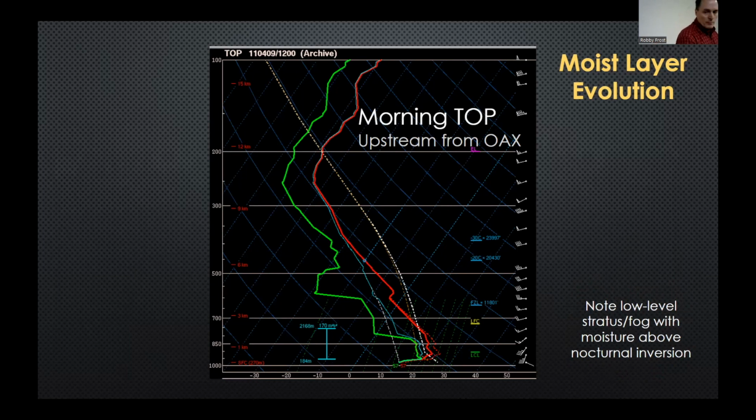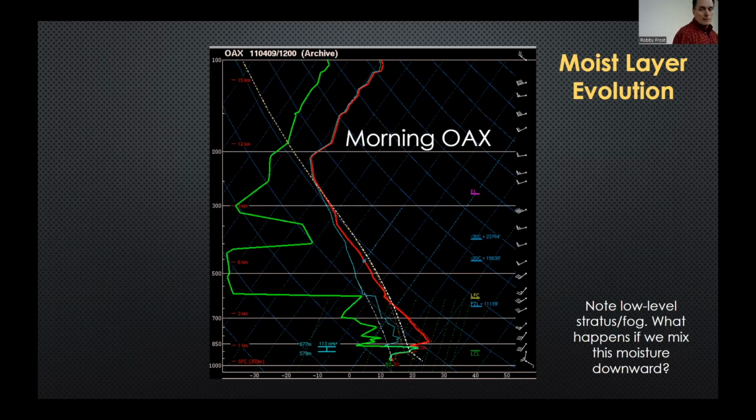Strong inversion. Moisture increases with height, but it's pretty warm up above that. Here's Omaha. Are we farther from the cool air source or deeper into it? This is the frontal inversion, this whole thing. So it's like, aha. So now you look at the profile at Topeka.